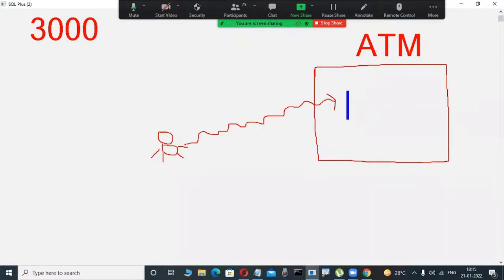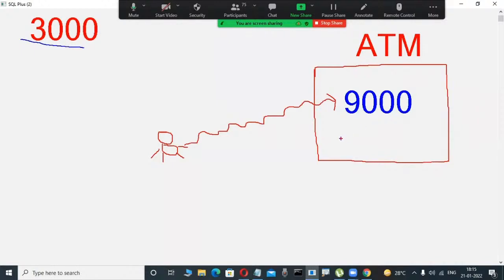Whenever I insert the ATM card, after entering the amount, it will ask. In that case, maybe unfortunately, I mentally decided to withdraw 9,000 rupees. Now as I try to withdraw 9,000 rupees, will I get 9,000 rupees? No. Here my balance is 3,000, so how can I get it? Okay, so 9,000 rupees is impossible.